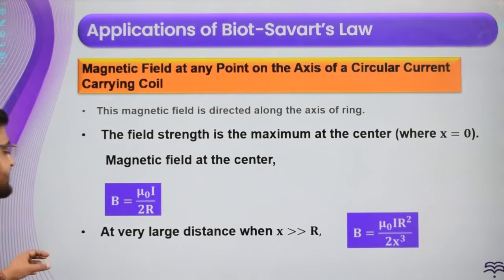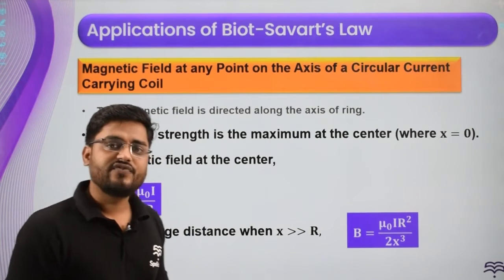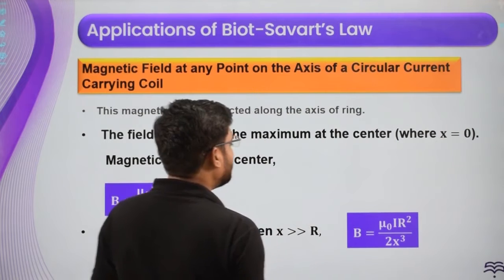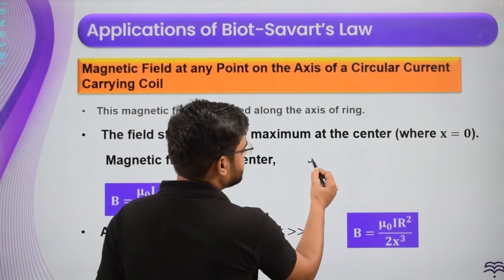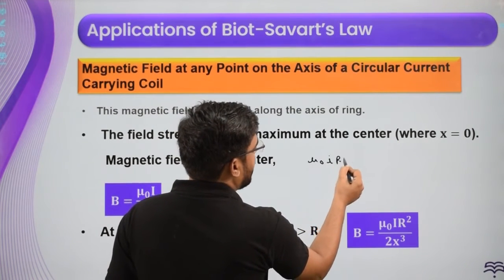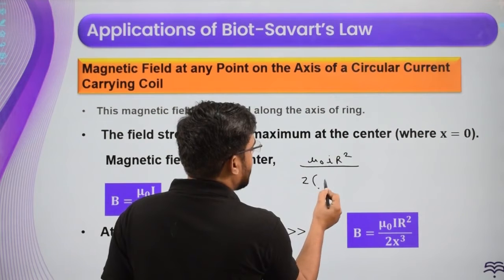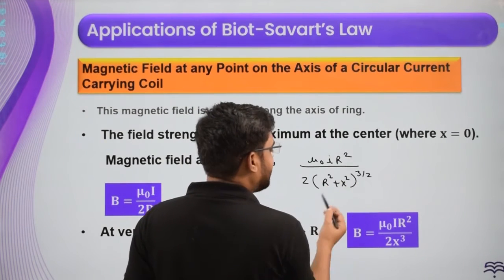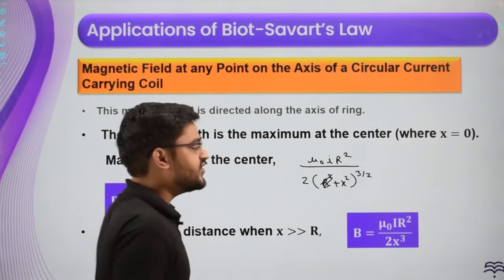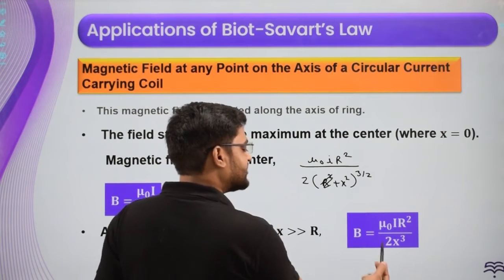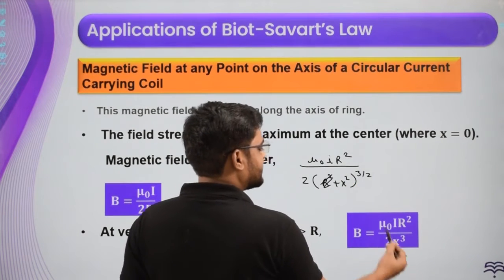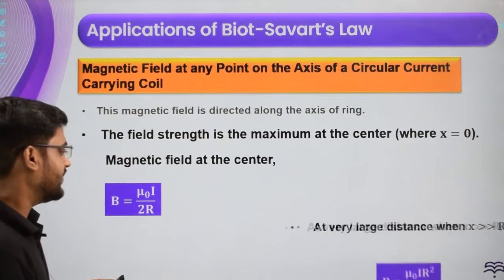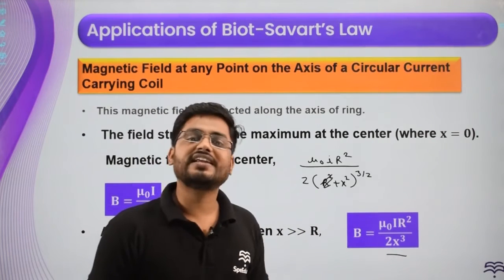And now last is at very large distance. If we are saying x is too much, x is way greater than R, then what will you do? Again, you can say that it is mu naught I R square upon 2 times (R square plus X square) raised to power 3 by 2. Just neglect R now in the addition. So it will become x cube. So it is 2x cube in the denominator and I R square in the numerator, right? This is the formula for very large distance.